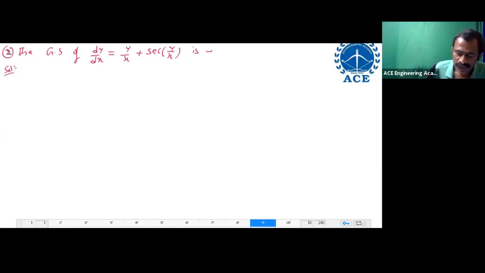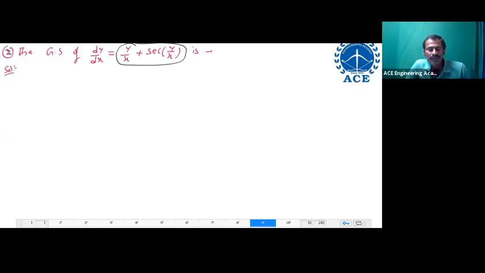Now it is a question: dy by dx equal to y by x plus secant of y by x. By looking at this equation, we can say it is a first order first degree differential equation, that it is in derivative form: dy by dx equal to a function of x and y only.